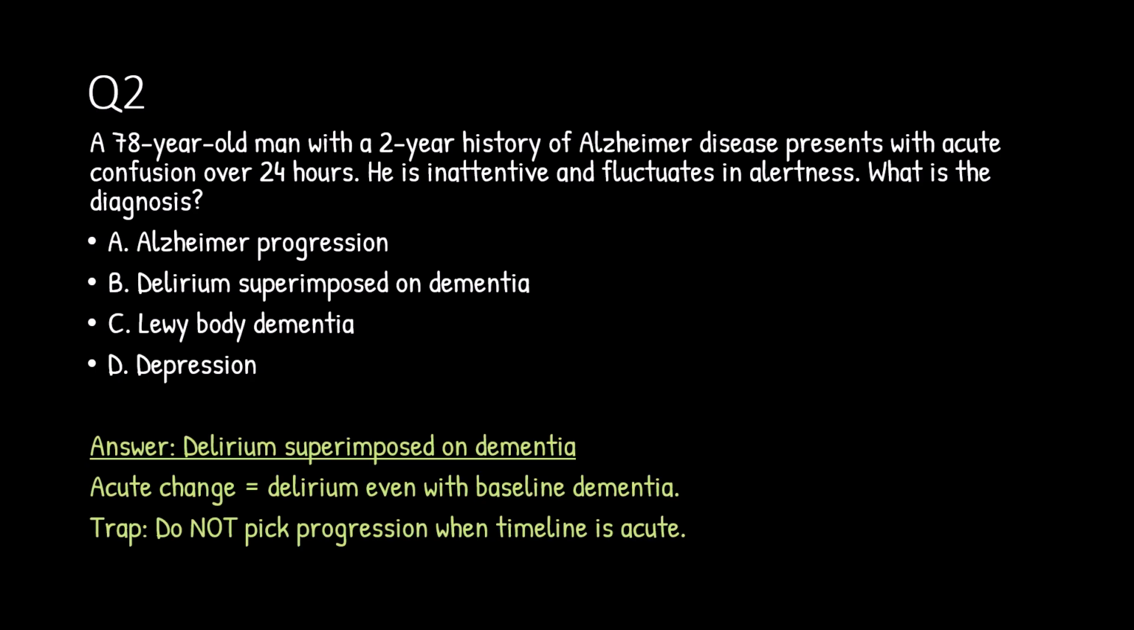The answer is delirium superimposed on dementia. They may ask you a question like this. So delirium, you're going to see an acute change, even with a baseline of dementia. So if you have a patient that at baseline has some cognitive decline, but then they get acutely worse and have this fluctuating in attention and alertness, then the answer is delirium superimposed on dementia.